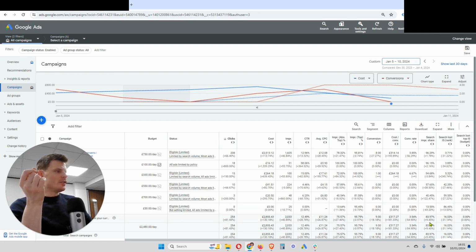And we have seen that. So we've seen the search impression share increase by 9%. And so we also expect to therefore generate more impressions. More people are going to see the ad because it's in a higher position. And so we've seen a 40% increase in impressions.